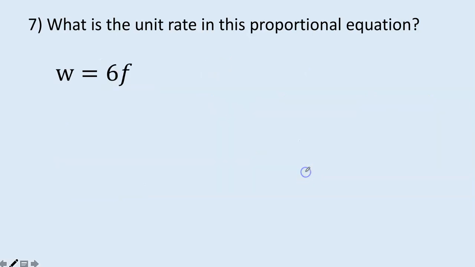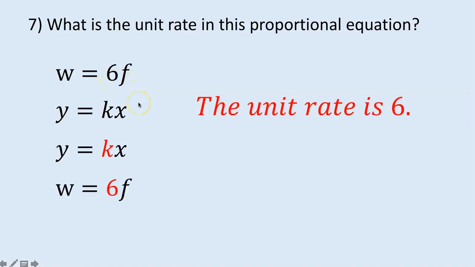Next example. What is the unit rate in this proportional equation? Well, in this example, instead of y, they're using w. Instead of x, they're using f. Sometimes you'll see this on the EOG. And you have to recognize that this is still a proportional equation. It just uses different variables. So it's still set up in the same form. The number in front of f is the coefficient, or the unit rate. So 6 is the unit rate, because it's the number being multiplied by the variable f.